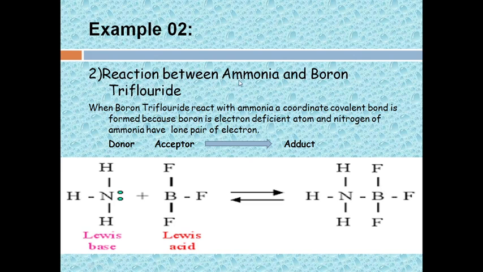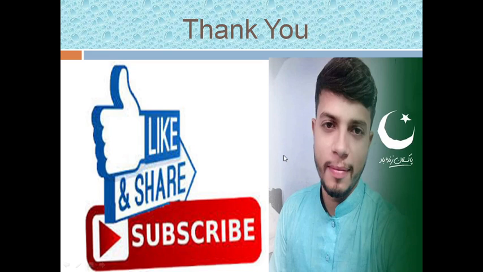Number 2. Reaction between ammonia and boron trifluoride. When boron trifluoride reacts with ammonia, a coordinate covalent bond is formed because boron is an electron deficient atom and nitrogen of ammonia has a lone pair of electrons. As I already explained, in boron trifluoride, boron is an electron deficient atom, so it will accept the lone pair from nitrogen. By accepting the lone pair from nitrogen, a single compound is formed which is called an adduct. So this is a coordinate covalent compound.